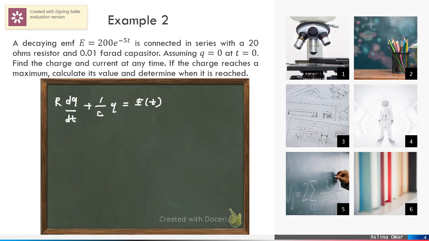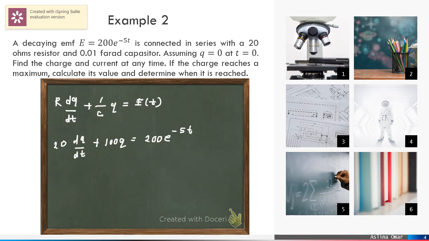And then, dia mention pasal R. R dia berapa? 20. So, R dia 20 dQ per dt. Tambah C dia 0.01. So, 1 over 0.01. You dapat? Berapa? 100. So, 100 Q equals to ET dia adalah 200 e to power of negative 5t.